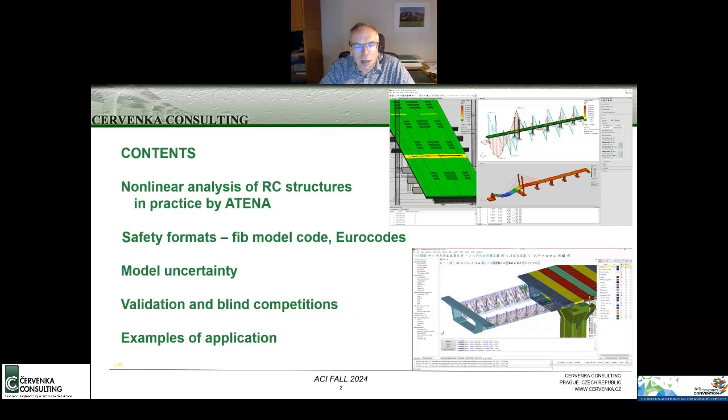As you can see, some slides of the software for the application of bridges, but of course it can be used also for other structures. In my talk, I would like to give first some idea about motivation, then how we put it into some safety framework, and how we evaluate model uncertainty, and this I would like to demonstrate on some blind competitions. And then I will conclude with two examples coming from bridges.